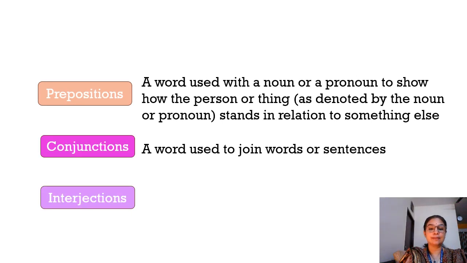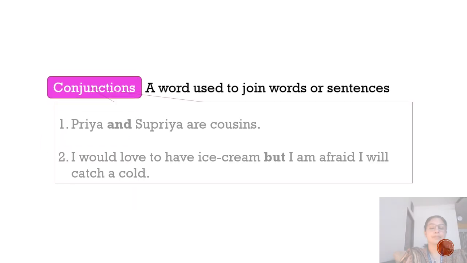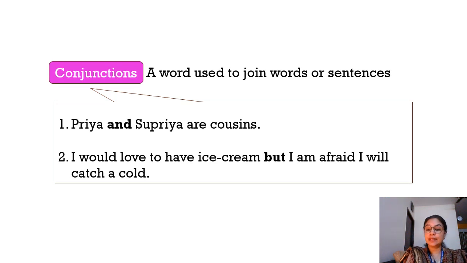Now let's look at conjunction. A word used to join words or sentences. The first sentence here says, Priya and Supriya are cousins. The word here, and, is a conjunction. Let's look at the second one. I would love to have ice cream, but I'm afraid I will catch a cold. Here, but is the conjunction because it connects the two clauses.